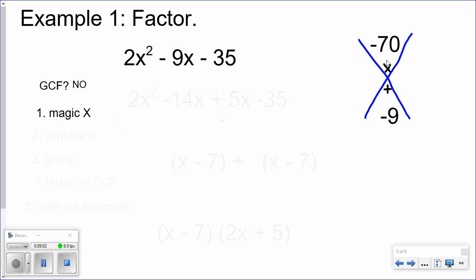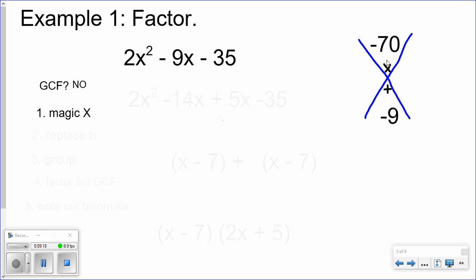So there's a lot of guessing and checking going on, and it will take time. You just got to do it. There's no way around it. There's no shortcut for it. You just got to do it. So you keep going, keep going.